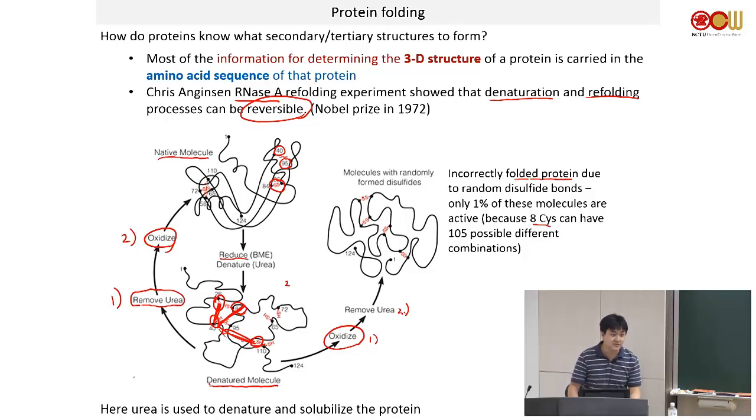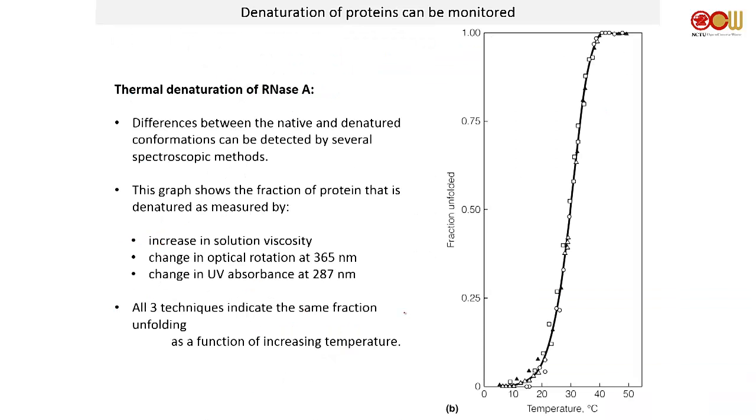That's pretty cool. Didn't think you could refold an egg. Maybe you guys should try that at home. Okay, take an egg, fry it, and then put urea on it, dissolve it, see if it can refold it back.